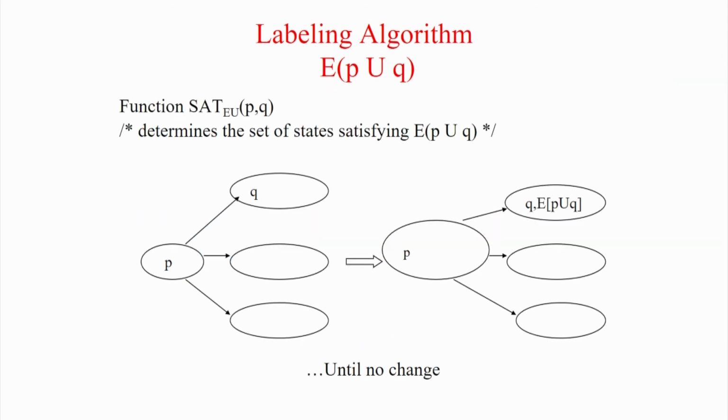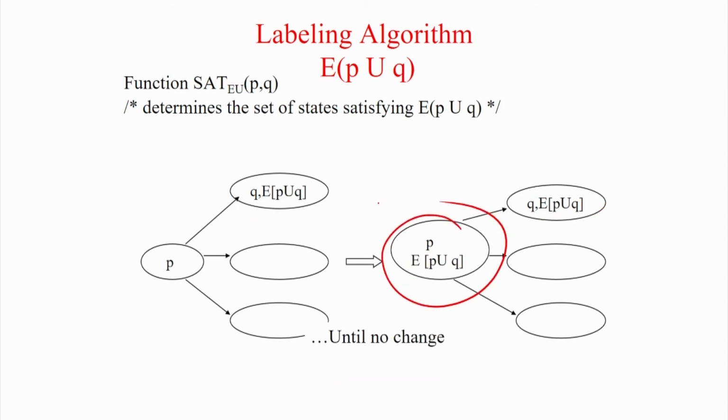So, Q is true over here, so your life is cool. Here you can write E of P until Q. Now, in the next state, P is holding over here and you already know that P until Q is holding over here. So, here also you can label it E of P until Q. Whatever I told you is shown in diagrammatic fashion. Now you have to keep on doing it until there is no change.